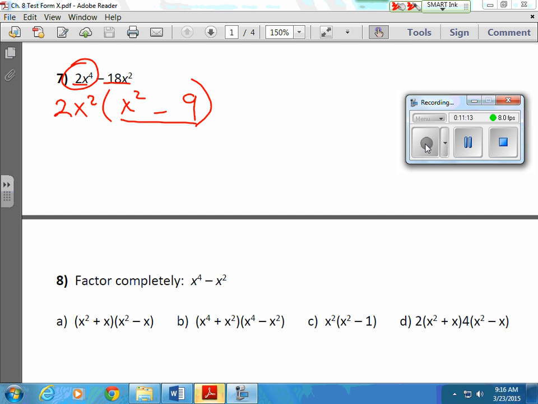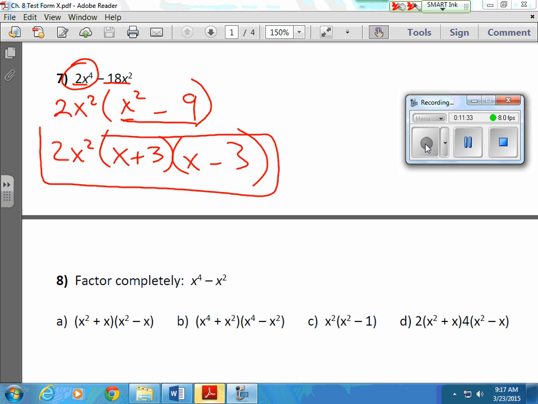This is a difference of 2 perfect squares. So not only do you have your 2x squared, but this also needs to break up into the square root of the first one, the square root of the second one. One's positive, one's negative. Then you're done. I did all that when I put the square.